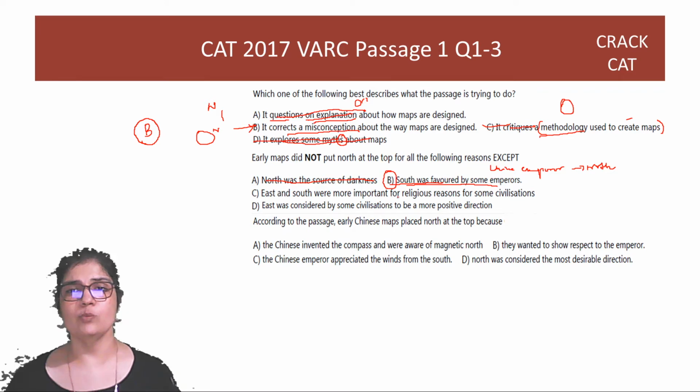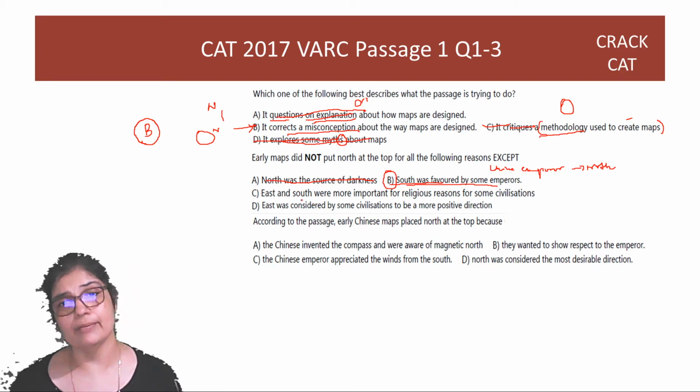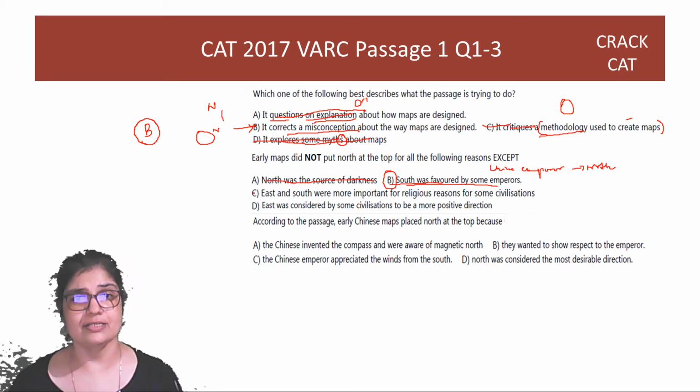East and south were more important for religious reasons. Yeah, south, because north of Mecca people are looking at south, and east because of the Mappa Mundi mentality. So C is a reason. So C is out. East was considered by some to be a more positive direction. Yeah, the sunrise thing and all, right? So D is also possible. Here, B is the one that is clearly giving us something incorrect.